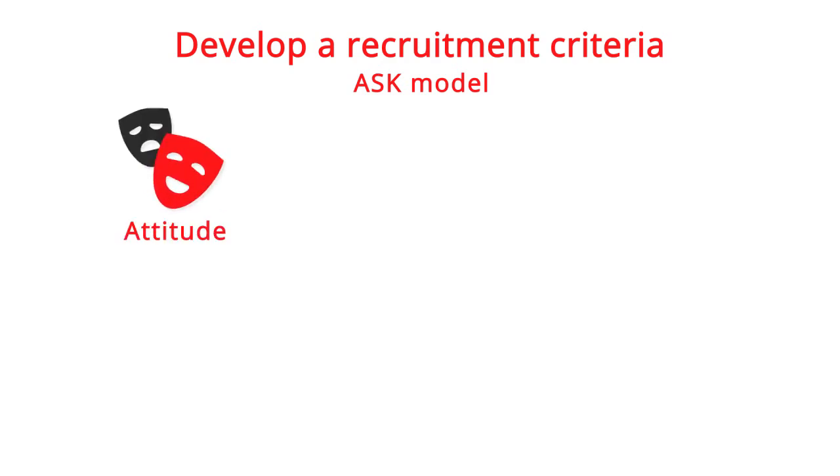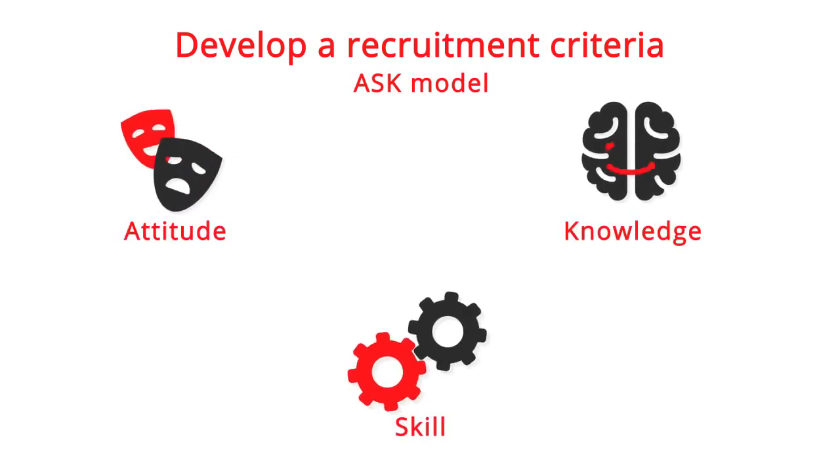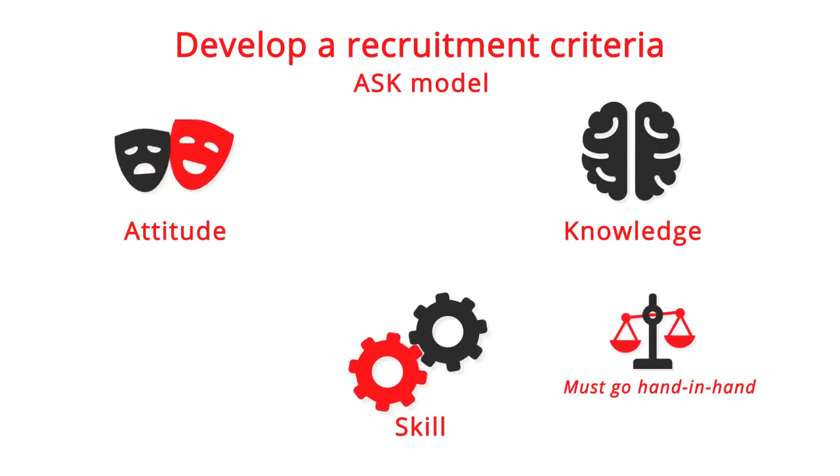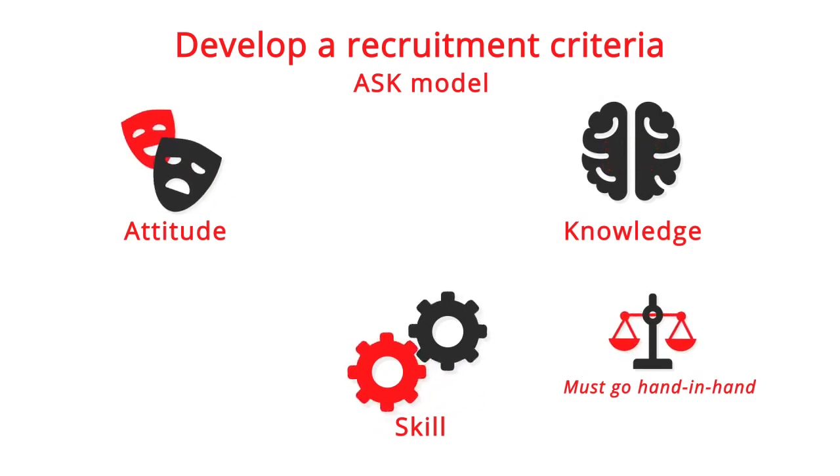The first step, where we say you develop your recruitment criteria. Now, in developing your criteria, incorporate what we call the ASK model to determine the competency level of your candidates. What do we mean by ASK model? ASK simply stands for attitude, skill, and knowledge. Now, all these 3 elements must go hand in hand to help you determine the competency level of your candidate.